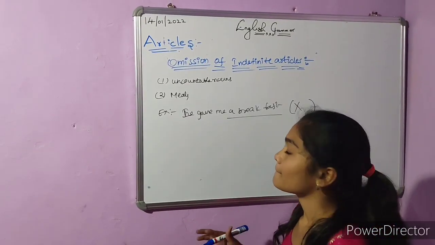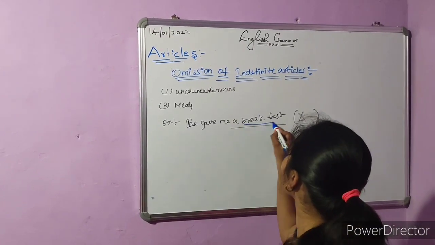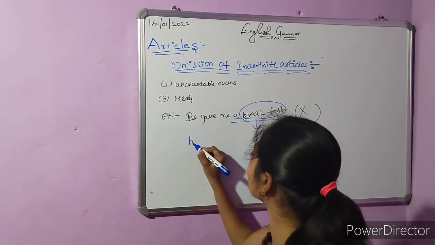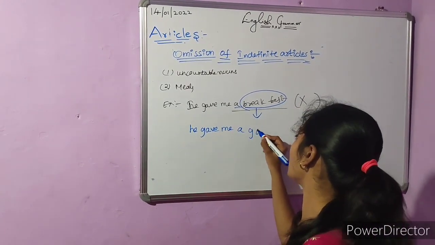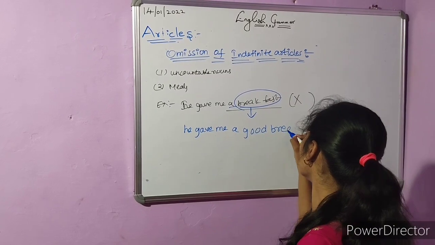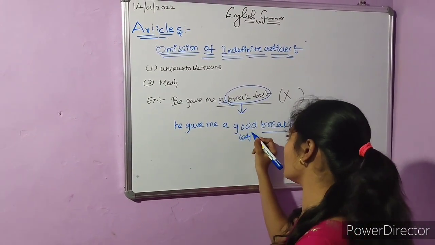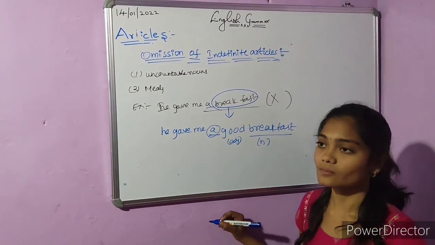But here is an exception, that in case the noun is preceded by an adjective, then we can use a article. For example, he gave me a good breakfast. Here if you observe, the noun is preceded by an adjective. Now we can use article in this case.